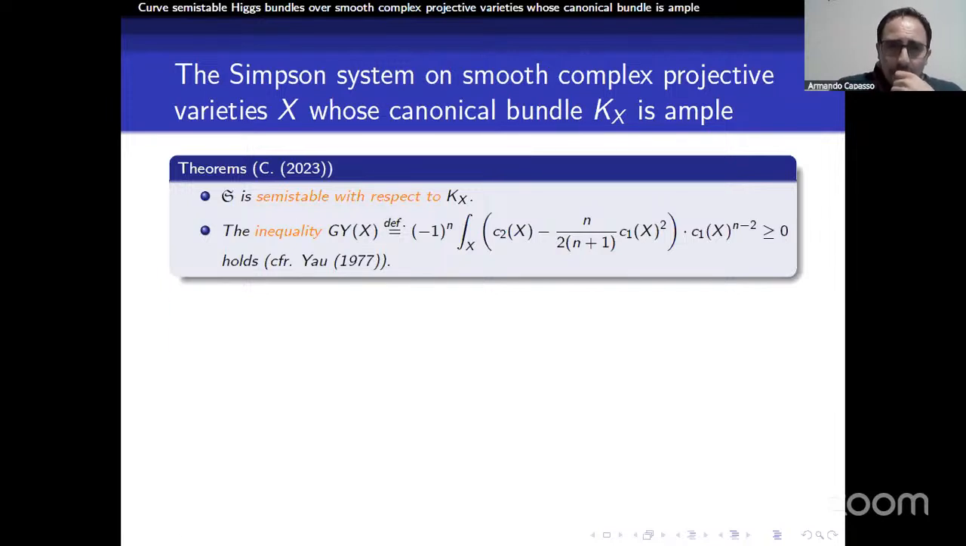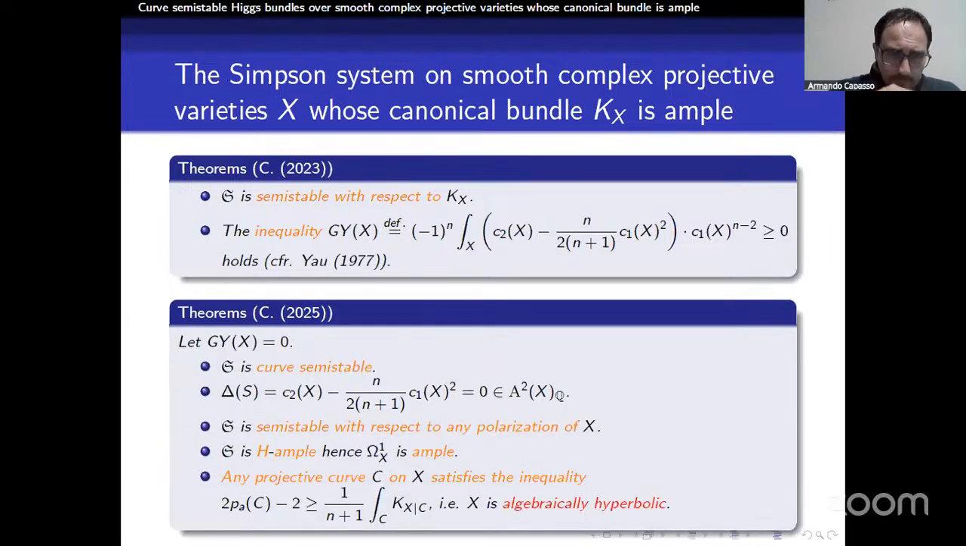What's new is the following. This is a work in progress, sorry. If the Guggenheimer-Yau inequality is saturated, then again the Simpson system is curve semistable. The discriminant class vanishes by previous results, and S is semistable with respect to any polarization of X. The Simpson system is ample, hence again the cotangent bundle is ample, and this is a classical result.